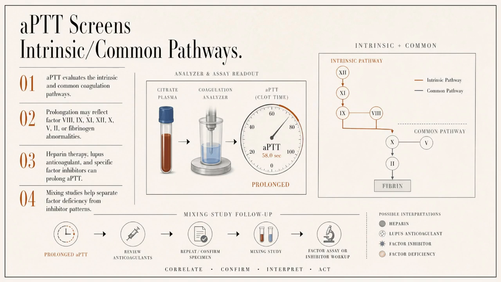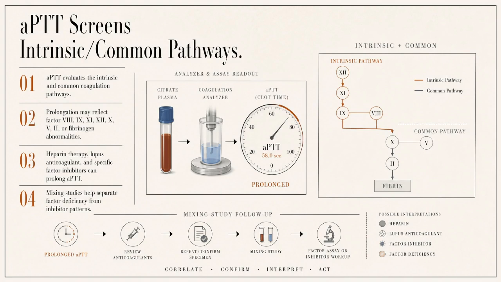If an APTT is prolonged, a mixing study is often the next step. We mix the patient's plasma with normal plasma. If the APTT corrects, it suggests a factor deficiency. If it doesn't correct, we suspect an inhibitor. But interpretation can be tricky. For instance, factor 12 deficiency can significantly prolong APTT but usually doesn't cause bleeding. Lupus anticoagulants also prolong APTT but are more linked to thrombosis than bleeding, so context is crucial.